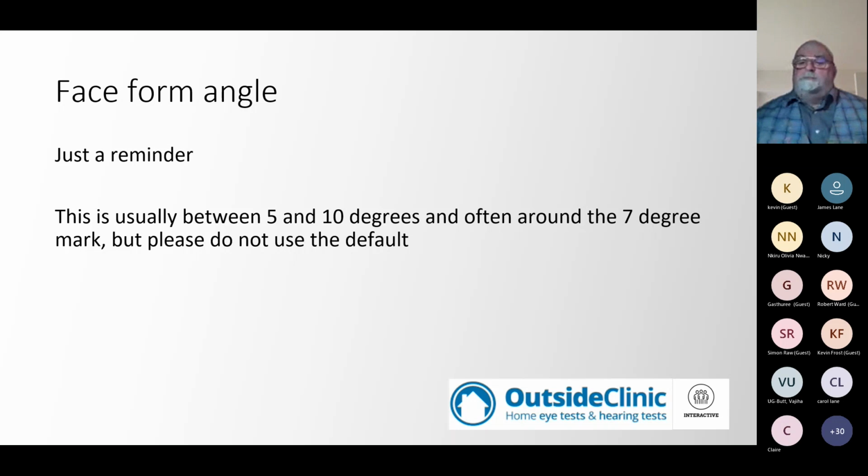So we really should be measuring it, because just a 1 degree difference, let's say it's 6 degrees, that's only 1 degree difference. But when you then move outwards towards the temple edges of the lenses, that 1 degree is going to be a significant amount.